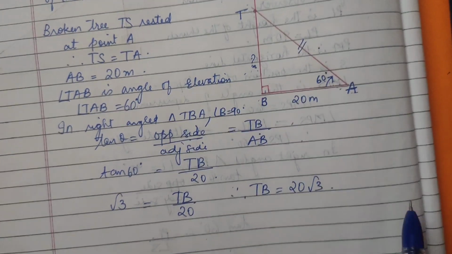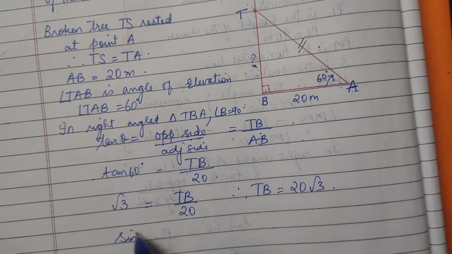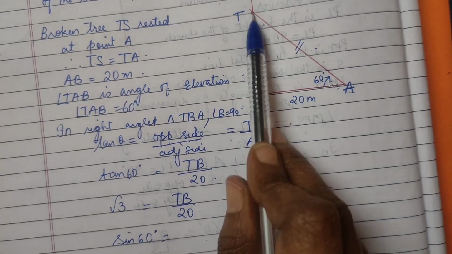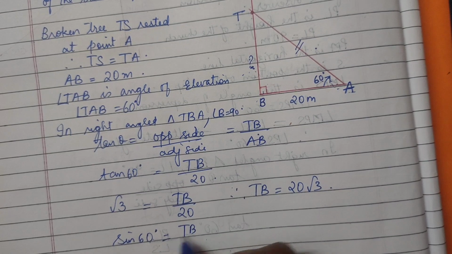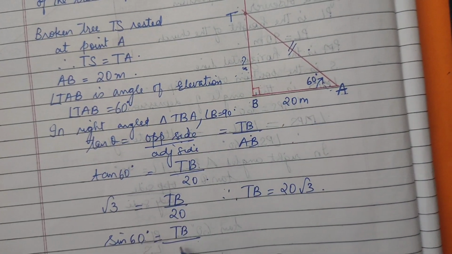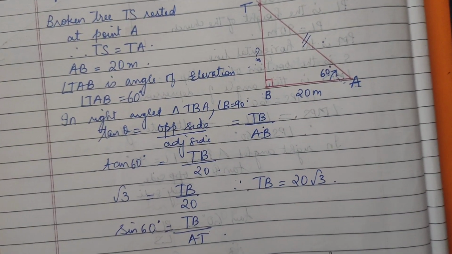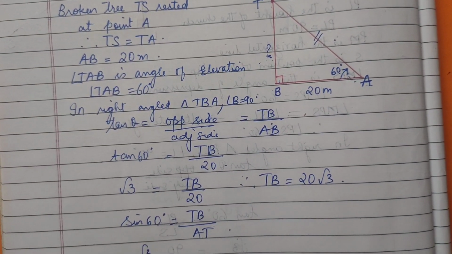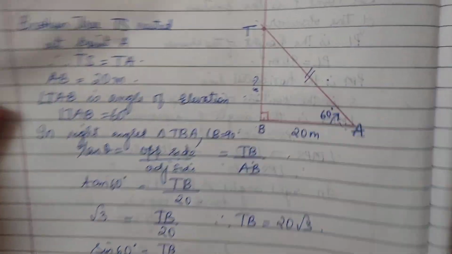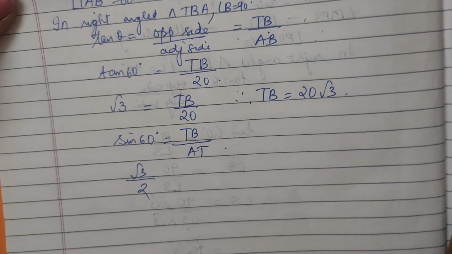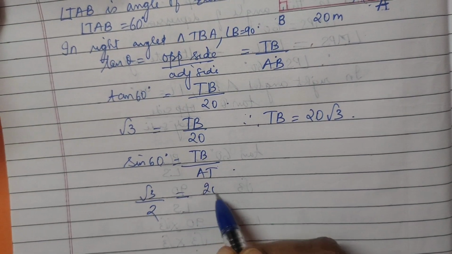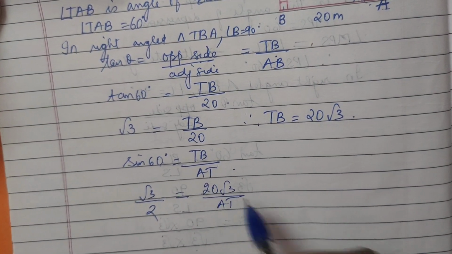So that is sine. So I am going to take sine 60 degree equals to, opposite is what? TB upon hypotenuse is AT. So I am writing here. So what is the value of sine 60? That is root 3 upon 2. So I put it root 3 upon 2 equals to TB, we know 20 root 3, upon AT, we don't know.